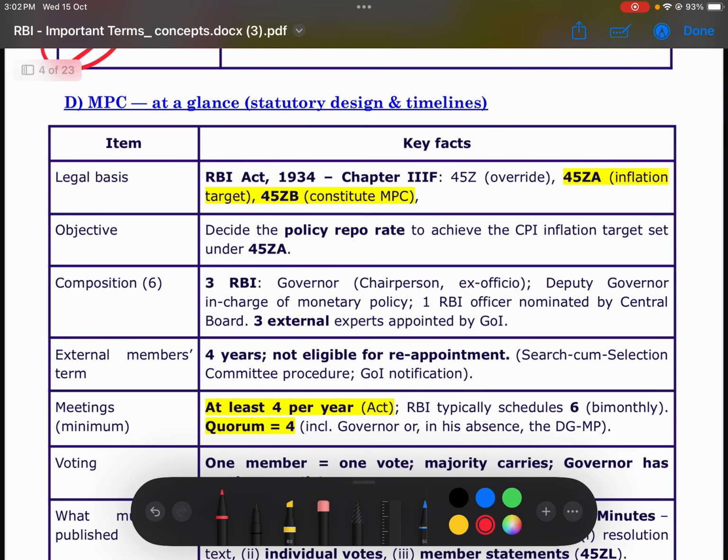Now another important topic is the monetary policy committee. In general, sections won't be asked in too much detail, but these two are very important sections. 45ZA is inflation targeting. It is not just a section, it is an entire concept. And second, the constitution of the MPC, 45ZB. These two sections you have to remember.